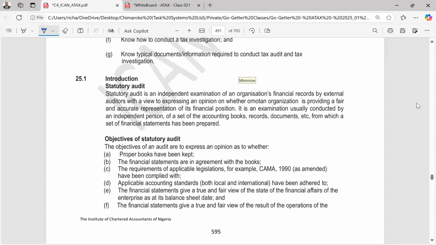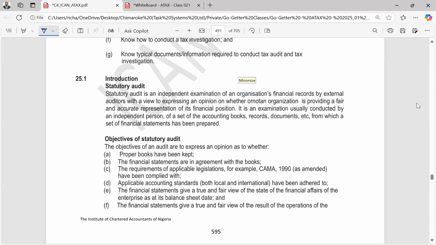What are the objectives of a statutory audit? One, you want to express an opinion as an auditor whether proper books have been kept by the organization. So it means you're going to be checking if sales record is there, purchase book is there, cash book, bank book, what again? General ledger, expense record, asset register, what have you. So you want to check if proper books have been kept.